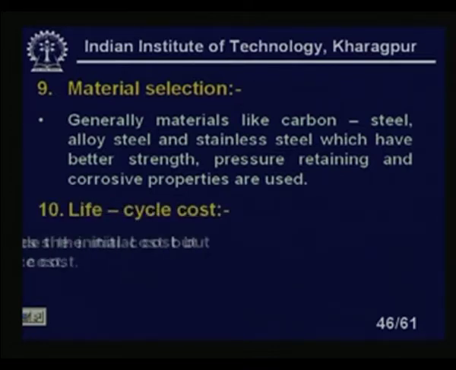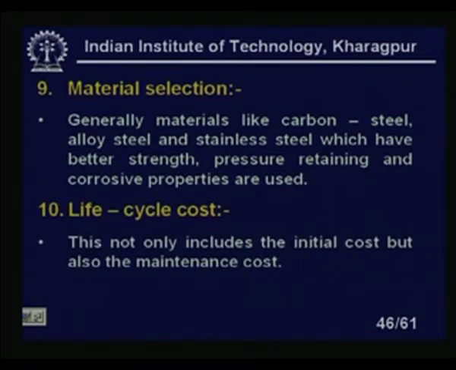The life cycle cost not only includes the initial cost, but also the maintenance cost, because a control valve is to be maintained very regularly. Usually all control valves will be bypassed by a globe valve, because during routine maintenance you plan 24 hours and when the plant is running you cannot shut off the plant, so the actual control valve is removed and you put a globe valve there.